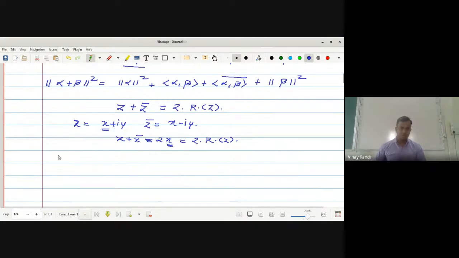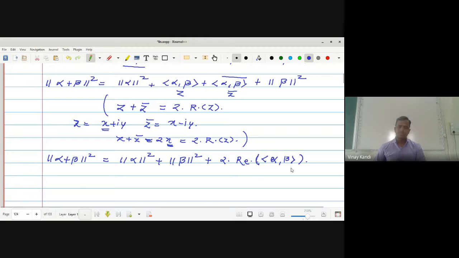So norm square of alpha plus beta is equal to norm square of alpha plus norm square of beta, plus, in the bracket, z plus z bar, which is 2 times the real part of z. Here this is z and this is z bar, the inner product of alpha beta. Okay, I don't know whether this scalar is real or complex, therefore I wrote it like this. Any doubt?